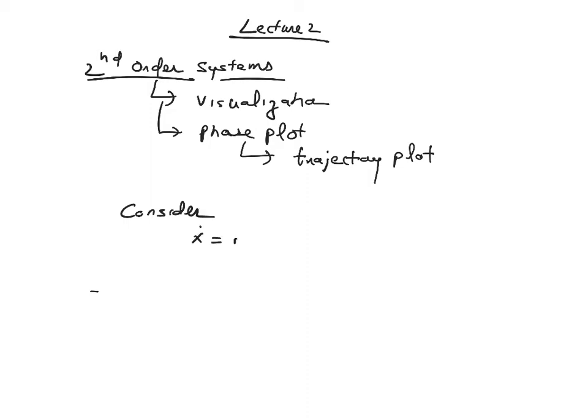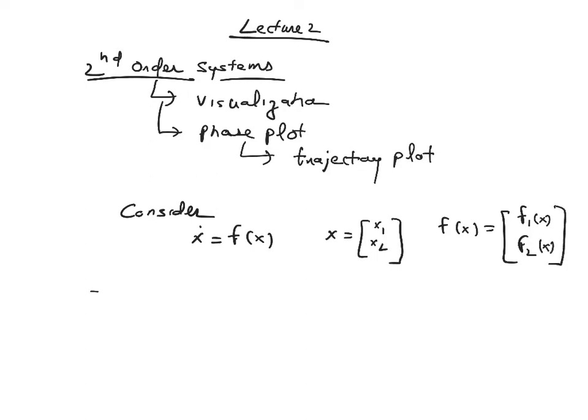Our second order system will be x dot equals f of x, for example. Right now, let's consider time invariant autonomous systems, meaning no input, where x equals x1 and x2, just two states, simple as that. That means your f of x will be equal to f1(x), f2(x), right? And if we draw some trajectories, your phase plots might look like this.